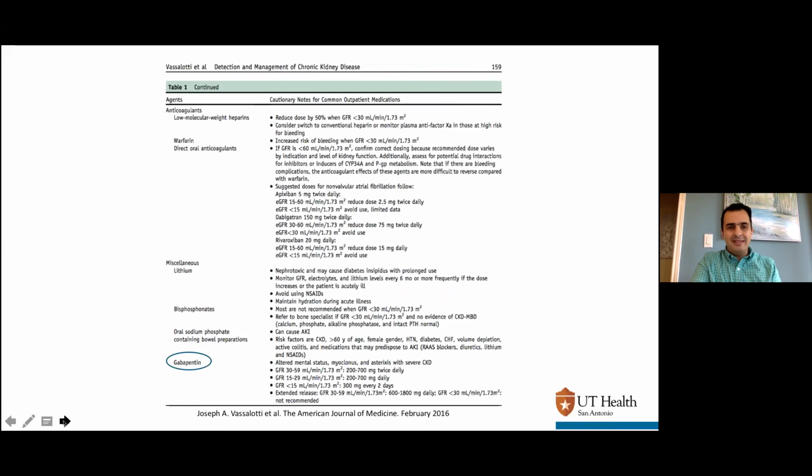A lot of gabapentin, baclofen with neurotoxicity. So just pay attention to these patients, and when you prescribe the medications and antibiotics, use the appropriate doses and refer to UpToDate or whatever app you're using.